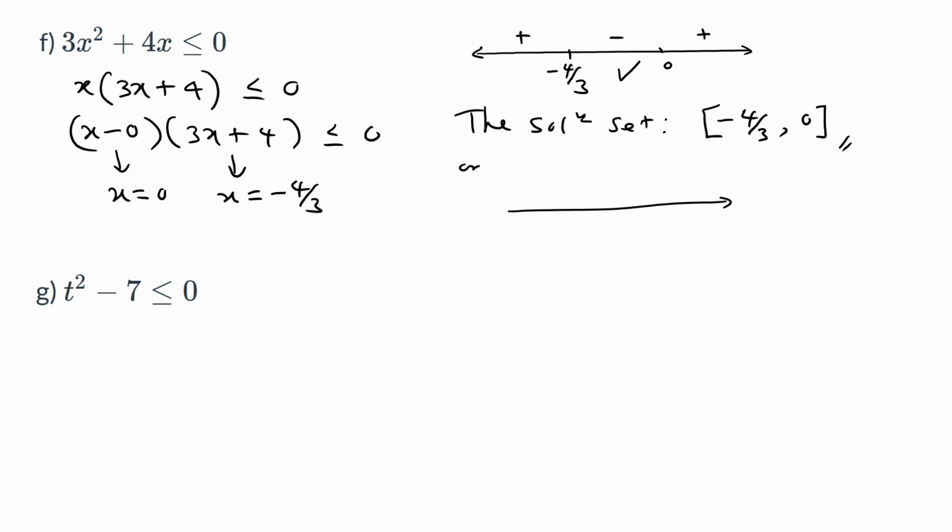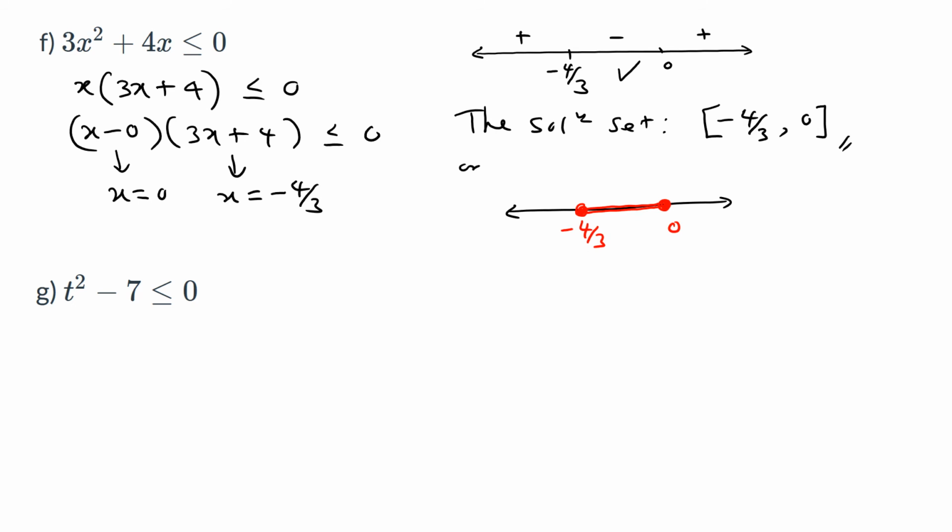Okay, and you can use the graphical notation. We simply repeat this. So we have a solid dot there because of the equal sign, solid dot there at 0, and then in between, so everything in between. So it is negative 4/3 and 0. Good.